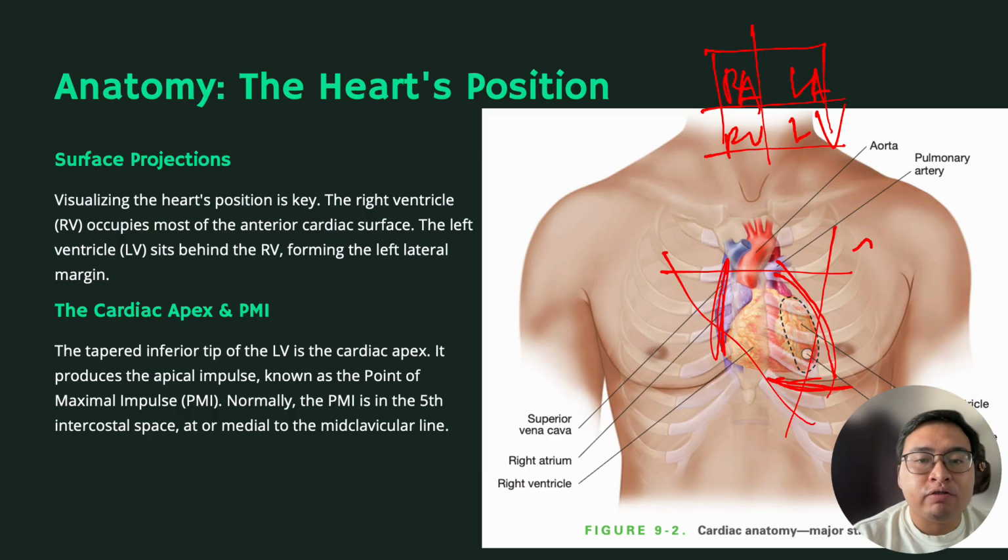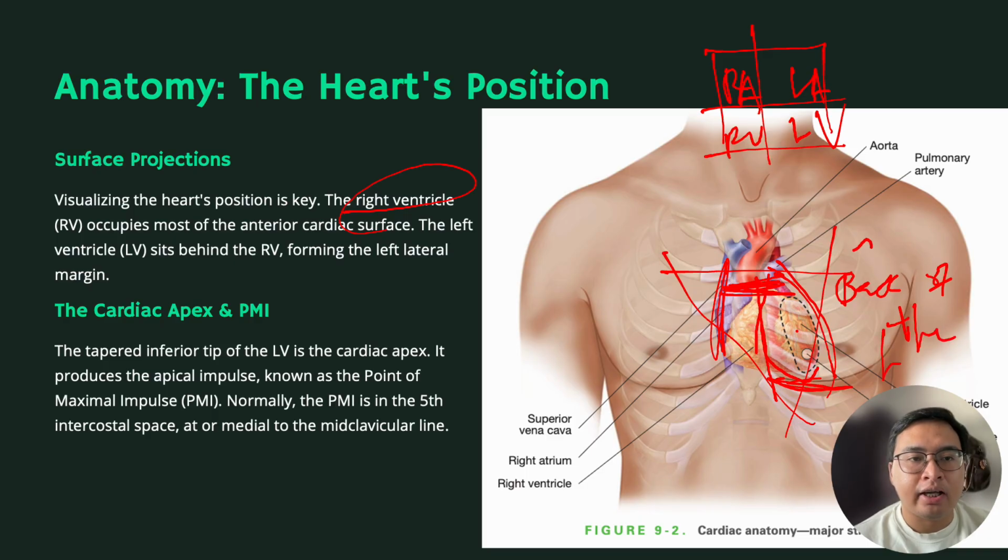But what you have to remember is that most of the anterior cardiac surface is made up of the right ventricle. So, the right ventricle is connected to the pulmonary arteries, right? And here, around the angle of the sternum, it's called the base of the heart. Kaya nga siya inverted triangle. Okay? While the left ventricle sits behind the right ventricle, forming the left lateral margin.